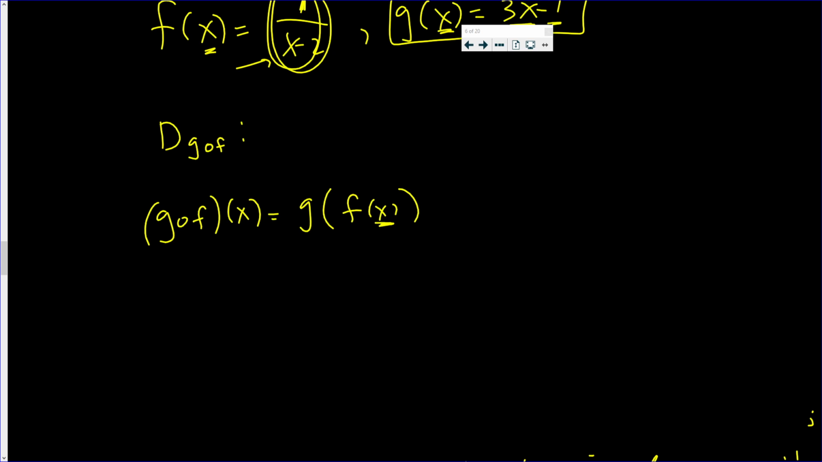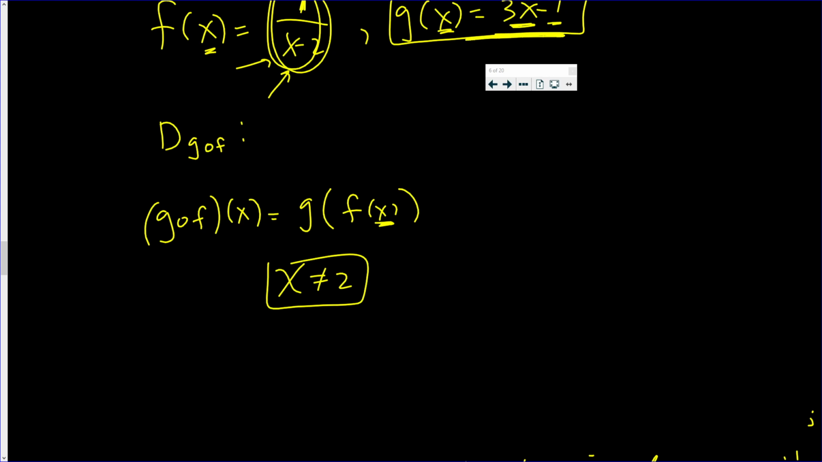Well, what can't you take f of? Well, we're calling it x. So what can't you take f of? Ooh, you can't take f of 2. So x cannot be 2. Okay? What can you not take g of? I can take g of anything. f of x can be anything. It can even be 2.